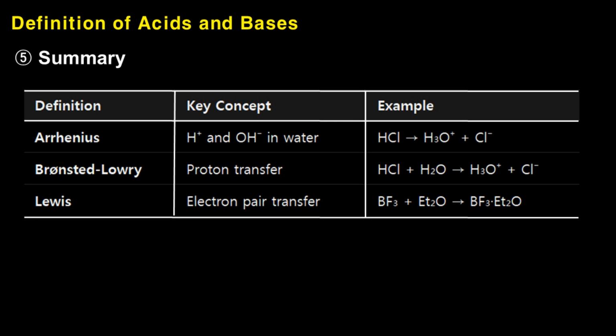So which one's the best? Well, it really depends on the type of reaction you're looking at. If it's happening in water, Arrhenius works just fine. If it involves proton transfer, Brønsted-Lowry is the way to go. And if you're dealing with electron movement, especially in organic or coordination chemistry, Lewis is your go-to. The key is being able to look at acids and bases from different angles. That's what really helps you understand the bigger picture in chemistry.